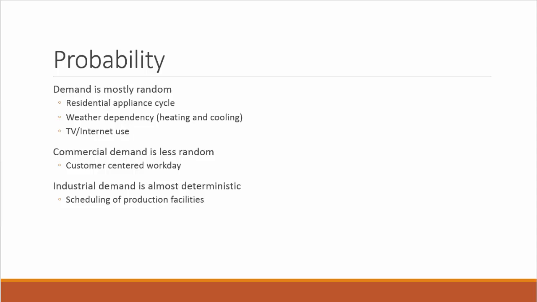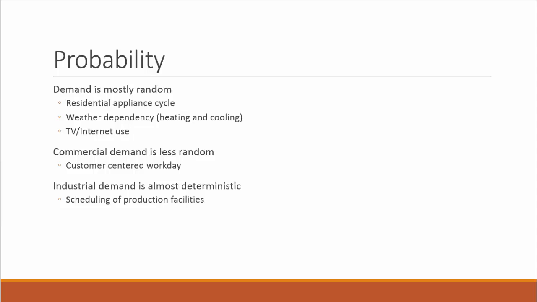And therefore, we have to look mainly at weather dependent devices, heating or cooling. TV and internet use can become critical when there are very popular events where all of the TVs are turned on at the same time and everybody is synchronized to the TV schedule.